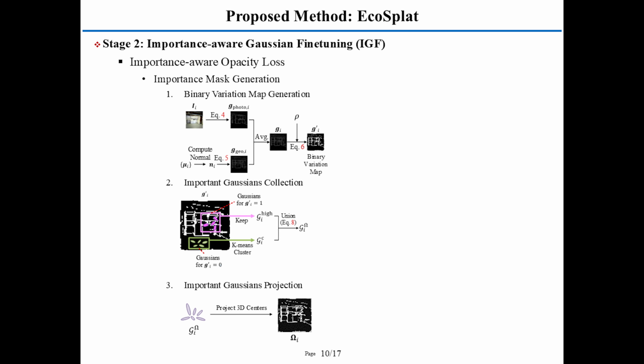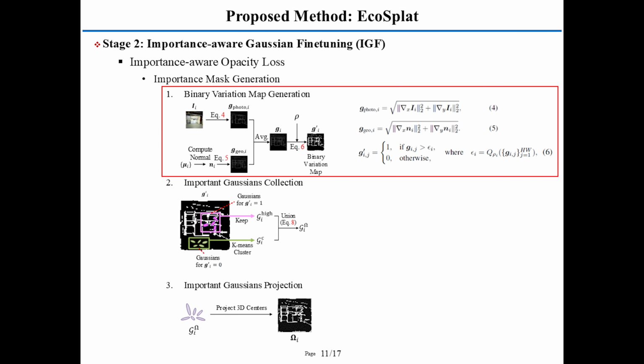The importance mask generation for the importance-aware opacity loss consists of three steps: binary variation map generation, important Gaussians collection, and important Gaussians projection. First, we generate a binary variation map by combining photometric variation from the target image and geometric variation from the Gaussian normal map, then threshold it according to the preservation ratio.